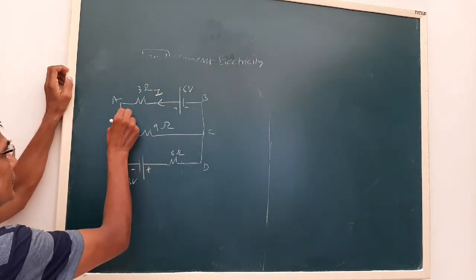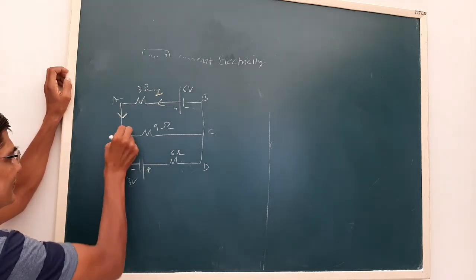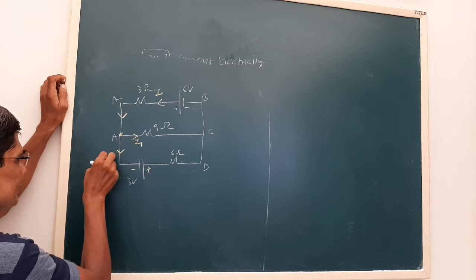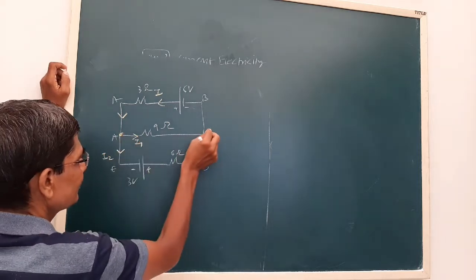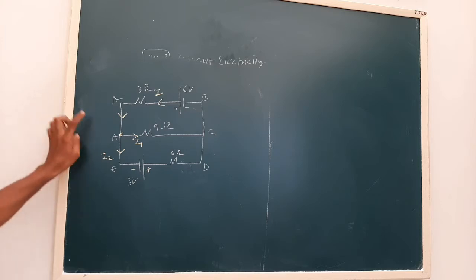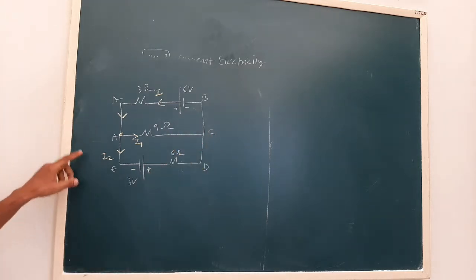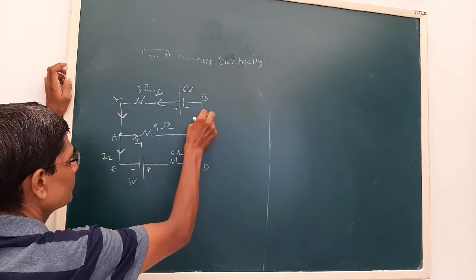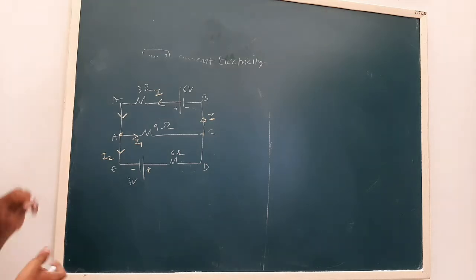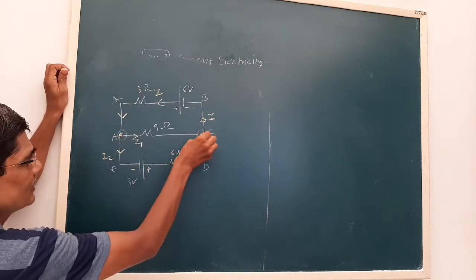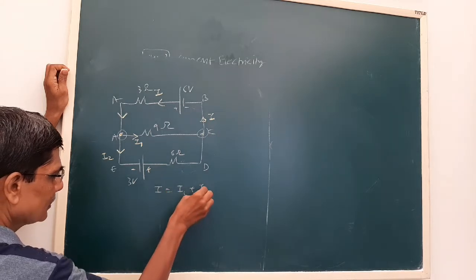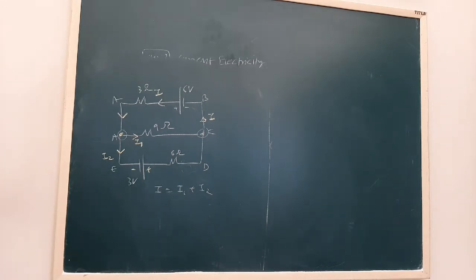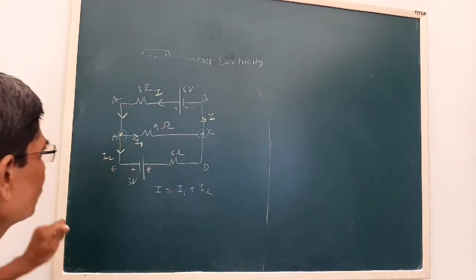Now, the current will be I up to here. Now A is a junction, or a branch point. We say there are two parts, I1 and I2. In AC the current will be I1 and in this AEDC part the current will be I2. C is the junction where this I1 and I2 will meet. So from C the current will be I. So at point A or point C, I is equal to I1 plus I2. Now we have to find out the total current, I.